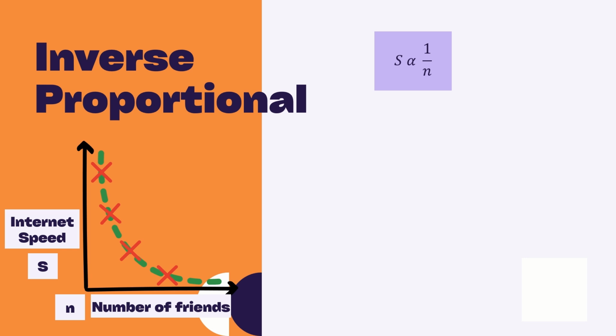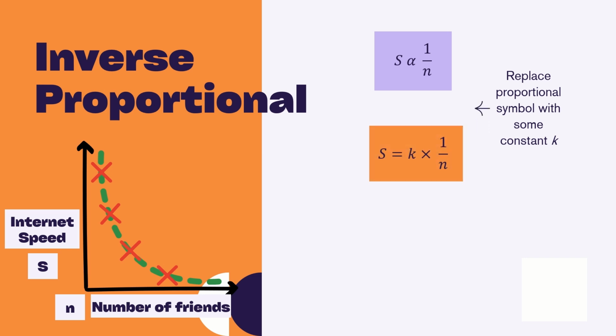Just like when we did directly proportional to, we can replace that proportional symbol with some constant k. So s is equal to k times 1 over n. If you did k times 1 per n, you would just get k over n, or k per n. So we end up with s is equal to k per n.